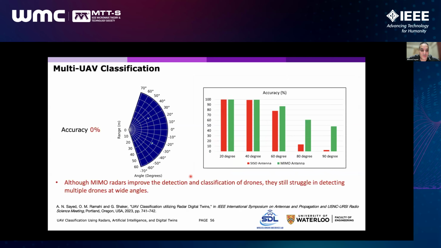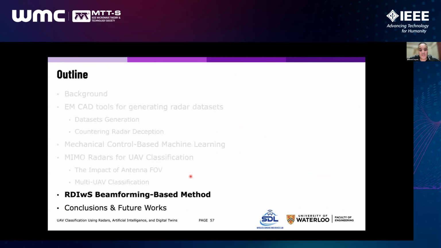Although MIMO radar, as you see, improves detection and classification of drones compared to SISO radar systems, they still struggle in detecting and classifying multiple drones at wide angles. For this, we introduce what's called a range Doppler integration while steering beamforming-based method.